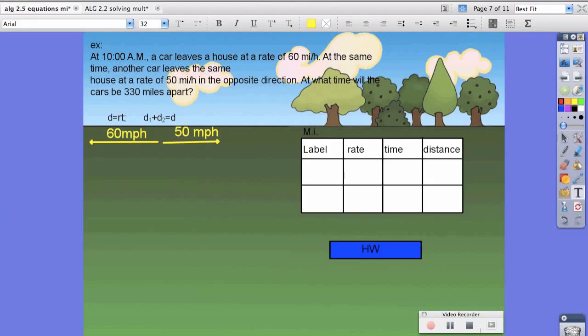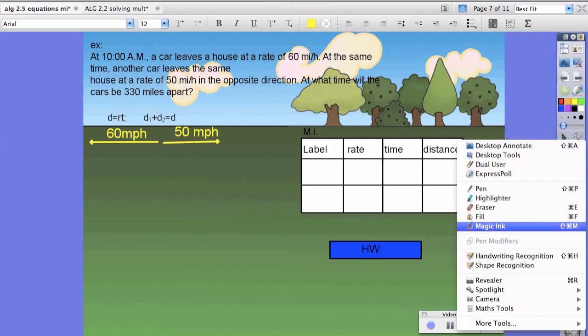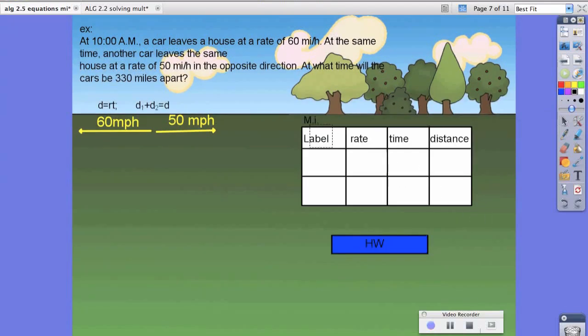Now these two cars are going to be going in the opposite direction until they're 330 miles apart. So if we think about it, if both of these cars are on the road for exactly 1 hour, they're essentially 110 miles apart. So before I move on, let's take a look and fill out our table. We still have label, rate, time, distance. The label for the first is car A and car B. The rate of car A is 60 miles per hour and B is 50 miles per hour.